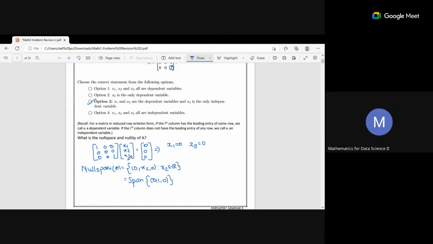Now what is the nullity of A? You have only one vector in the basis of the null space. So this is a basis for the null space, and you have only one element in the basis. So nullity is 1. The other way you can say it is that you have one independent variable and that contributes to the nullity. So this is how you find the null space of a matrix.